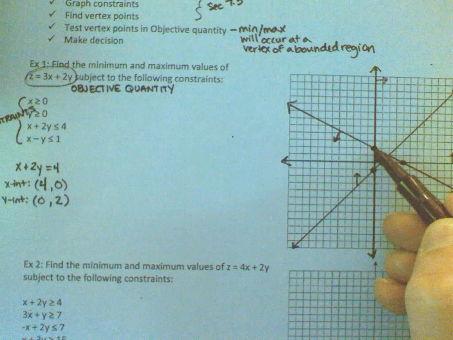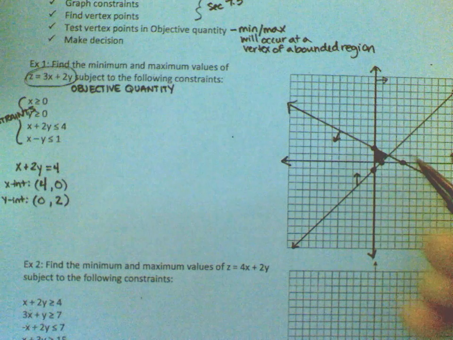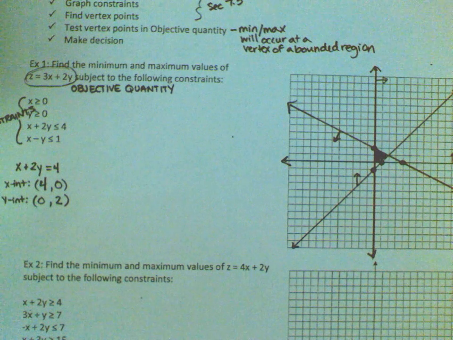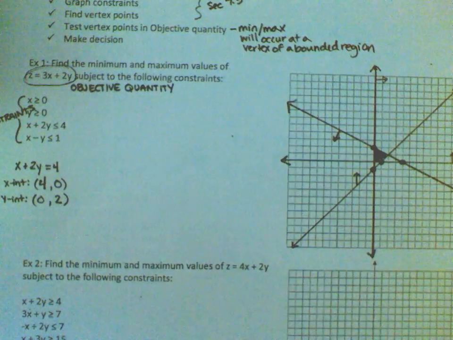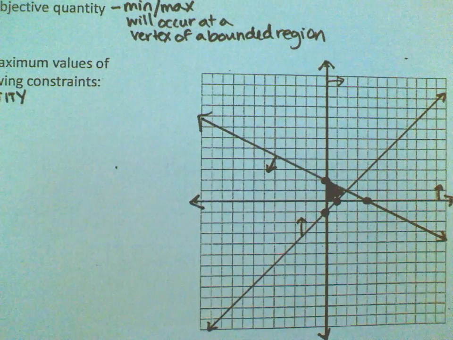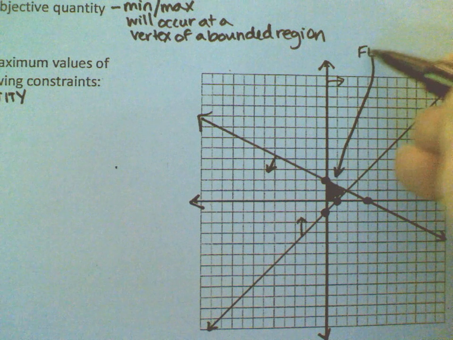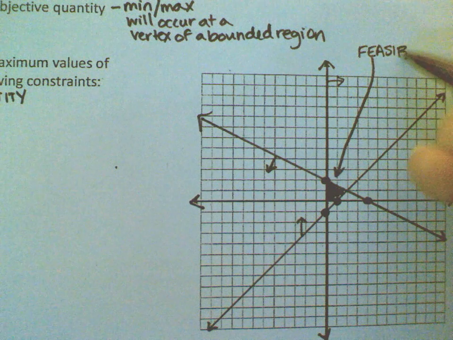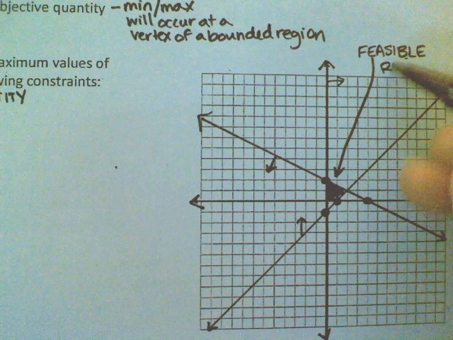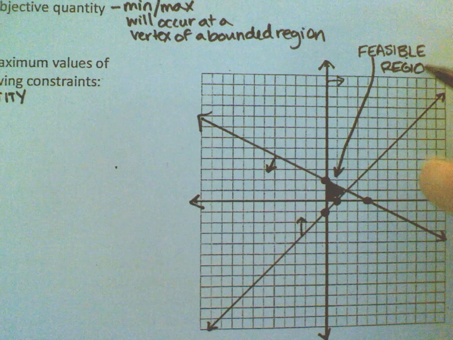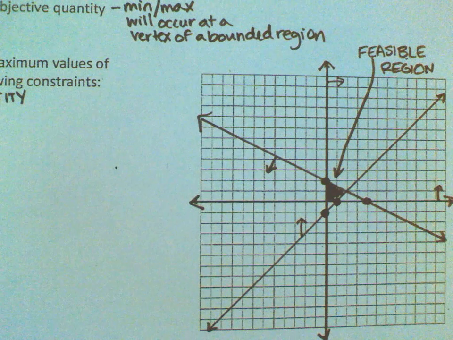How many sides does that shape have? 3. 4. It's very little, so it is hard to tell. Okay, zoom in right there. Now, that shape has a special name in linear programming. It's called the feasible region. Feasible meaning? Possible. Yeah, it's possible because it works for all.